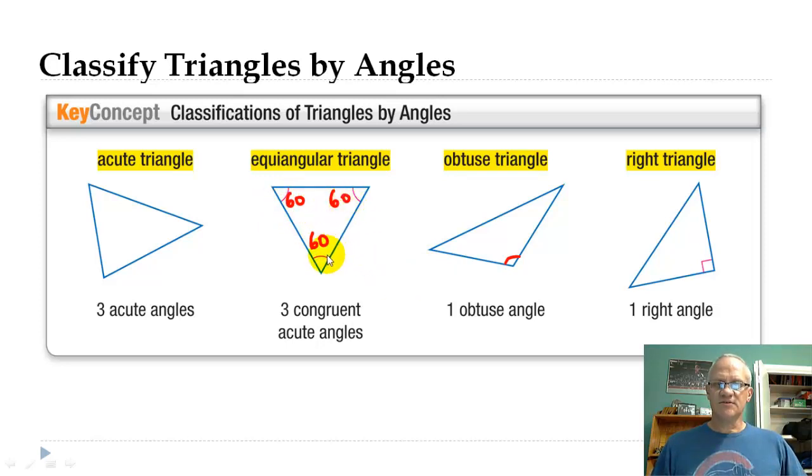Notice, 60, 60, 60. Those are all less than 90. So technically, this is an acute triangle as well, but if we have an acute triangle where all three angles are 60, we're going to be more precise than just calling it acute. We're going to call it equiangular. Even though, yes, this is acute, we want to call this special situation equiangular if it's got three 60-degree angles.